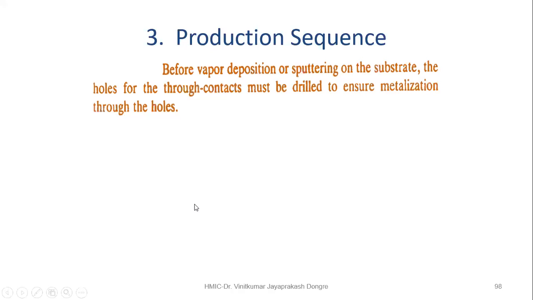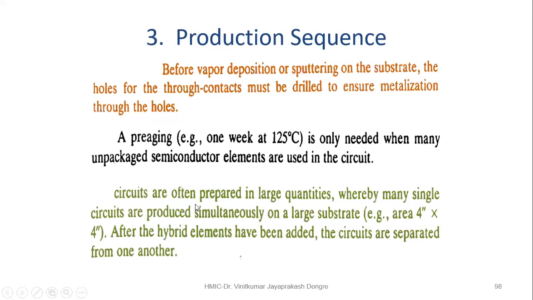Production sequence. Before vapor deposition or sputtering on the substrate, the holes for the through contact must be drilled to ensure metallization through the holes. A pre-aging, example 1 week at 125 degrees Celsius, is only needed when many unpacked semiconductor elements are used in the circuit. Circuits are often prepared in large quantities, whereby many single circuits are produced simultaneously on a large substrate. Example, area 4 into area 4 by 4. After the hybrid elements have been added, the circuits are separated from one another.